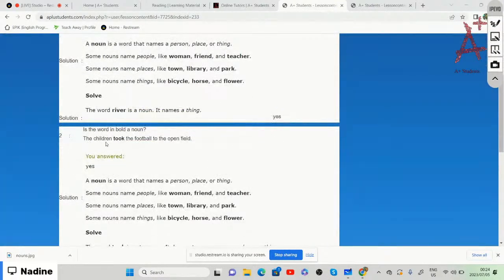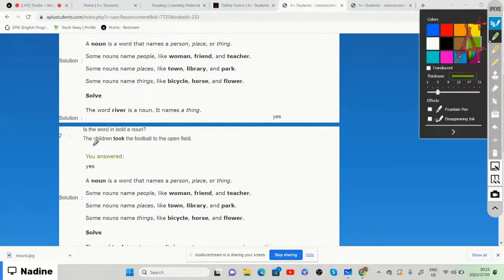Next: the children took the football to the open field. The word in bold is took. Is the word in bold a noun? You need to say if the word took is a noun. If you say yes, it is a noun, then you need to say if it names a person, a place, or a thing.